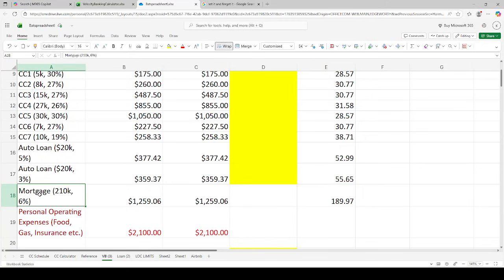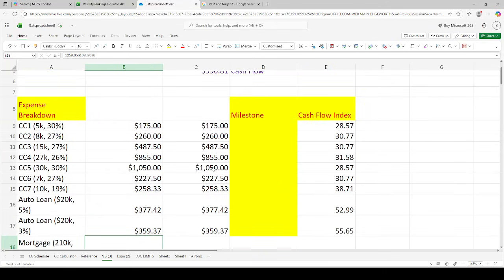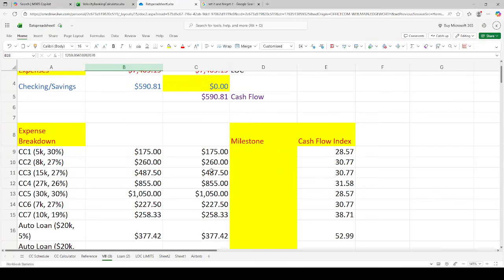So if I'm paying a $210,000 mortgage, I only get $1,200 of cash flow back. Whereas if I just pay this $30,000 credit card and maybe the $7,000 credit card, I get pretty much the same cash flow. Okay, so that's why it's smarter to pay the credit cards and not the mortgage first. You've got to do it in order. So we're going to go ahead and do that.